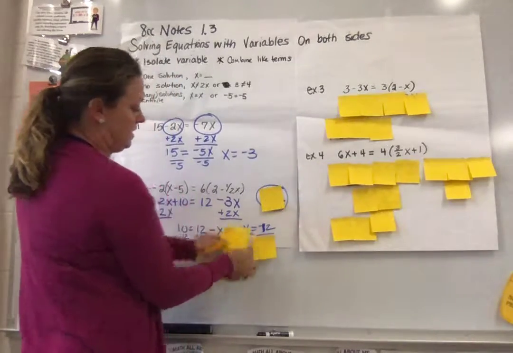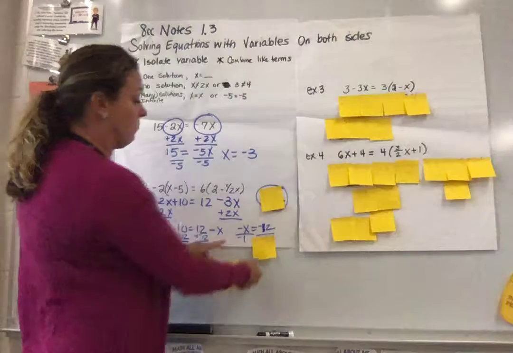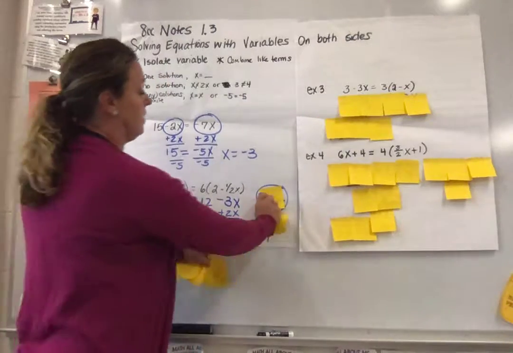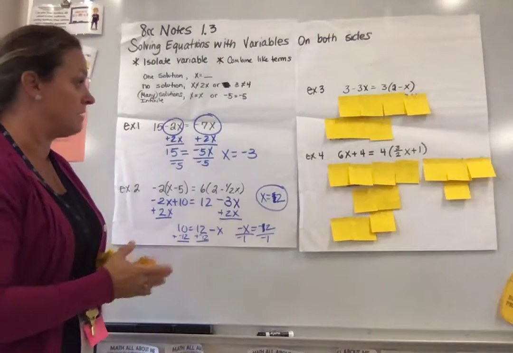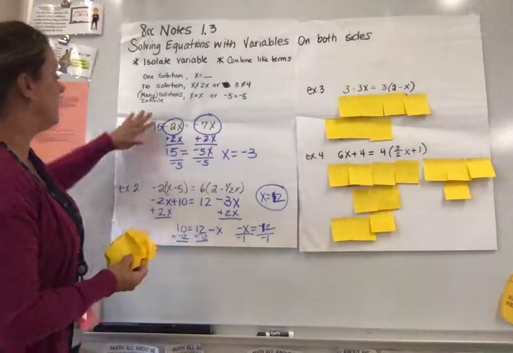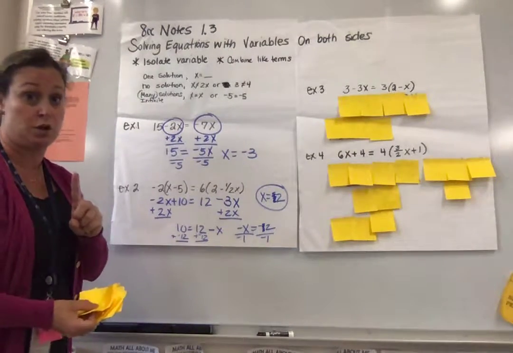And then we go ahead and we divide both sides by -1 to get x by itself. So x is equal to -2 because a negative divided by a negative is a positive. So in examples 1 and 2, there was one solution.